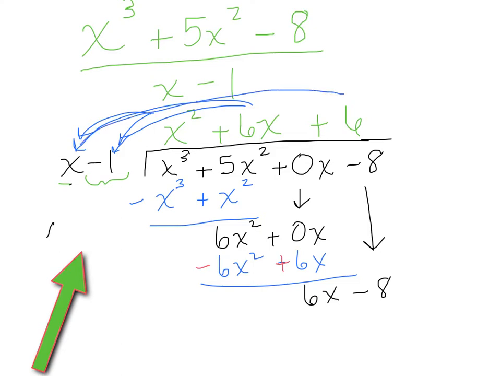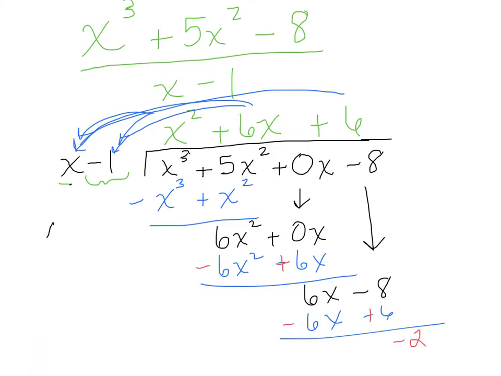Okay, good. So you got 6x and then minus 6. Don't forget to change both signs. You get negative 6x plus 6. So negative 2 is my little remainder. Yes, perfect.